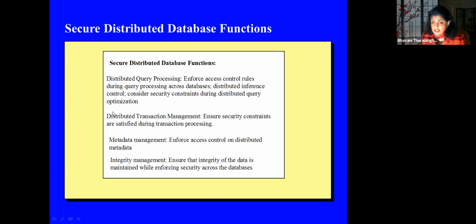There's also distributed inference control. I think I did talk about inference in distributed database systems in one of my presentations. So what happens here is that you can have one piece of information in site 1, another piece of information in site 2, like healthcare records and some other information. You put it together, it could be highly classified or highly private. And so these disparate pieces of information or different records are stored in different sites. You've got to put it together and make sure that there are no unauthorized inferences. And of course, there is query optimization and so on.